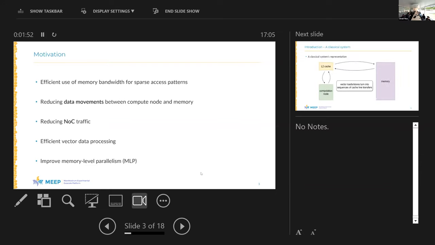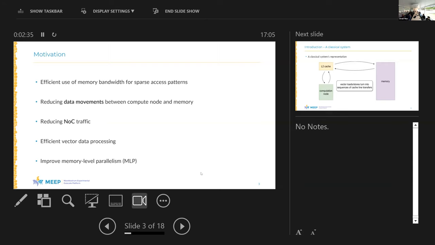Okay, so coming towards the motivation, the first one is efficient use of memory bandwidth, especially for sparse access patterns. The performance of machine learning algorithms or graph-based applications is hampered by the inefficient use of memory bandwidth, especially for sparse access patterns. So we are trying to make this better. We are using memory bandwidth much more efficiently, and we are trying to reduce data movements between the compute node and the memory. To be more precise, we are actually trying to reduce parasitic data movements.